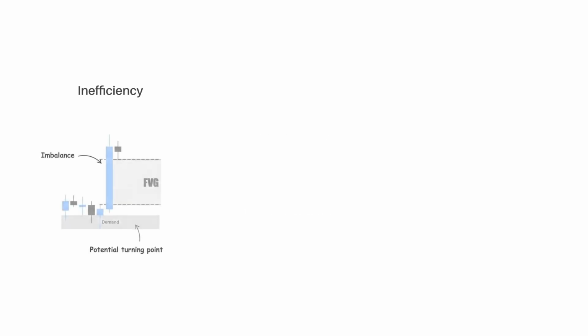Inefficiency occurs when the price moves away from an area very quickly, leaving an imbalance between buyers and sellers. This imbalance often appears as a fair value gap between candles. A fair value gap suggests that the price moved too fast and did not spend enough time trading at certain levels. Because of this, price may return to those levels in the future, making the demand that caused this gap an important area to watch.